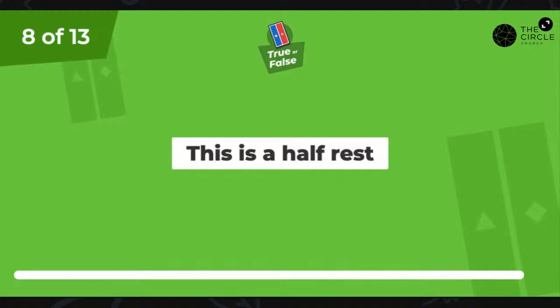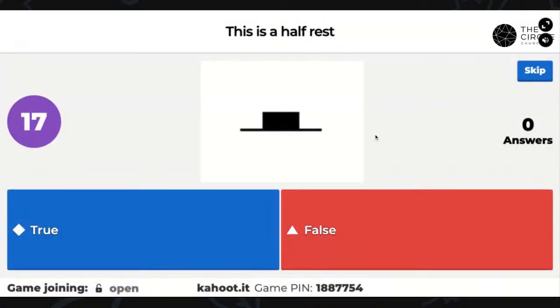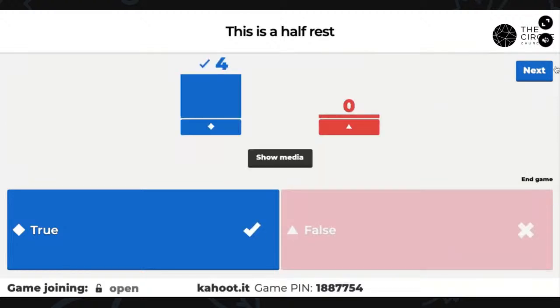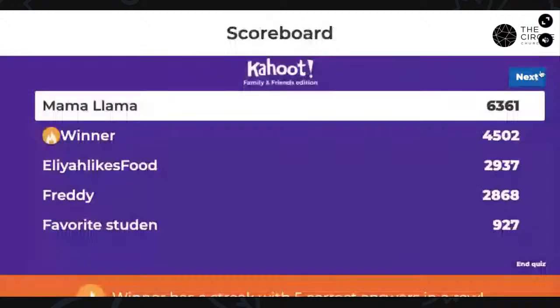So question is true or false, and the question is, this is a half rest. True is blue and red is false. Okay, everybody got it right. Good job. Winner has an answer streak of 5 correct answers.